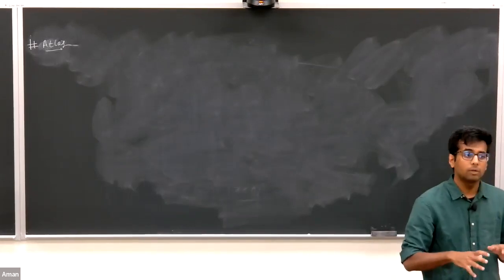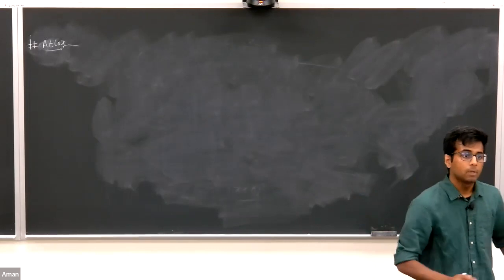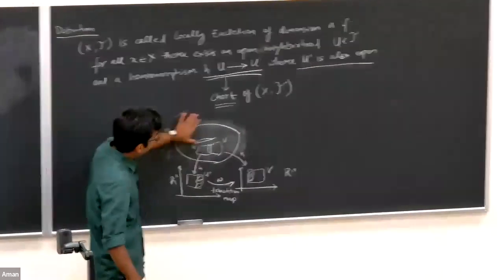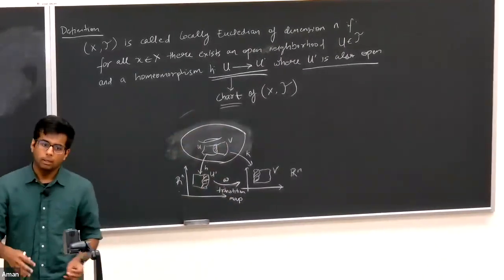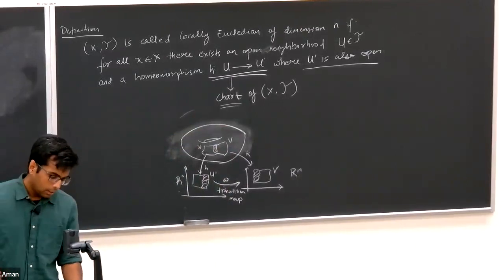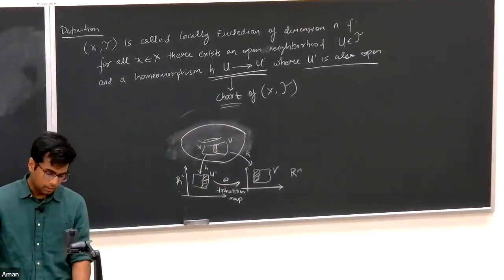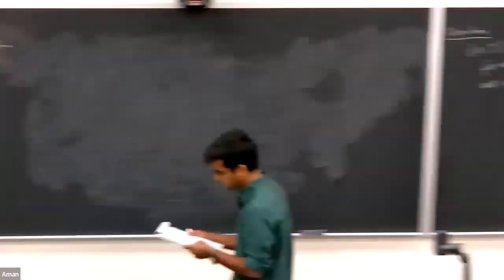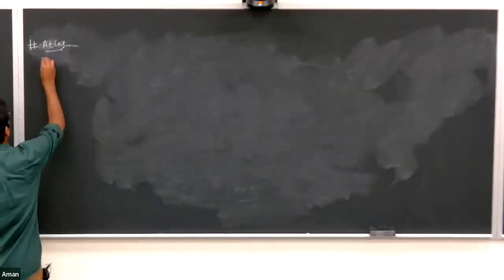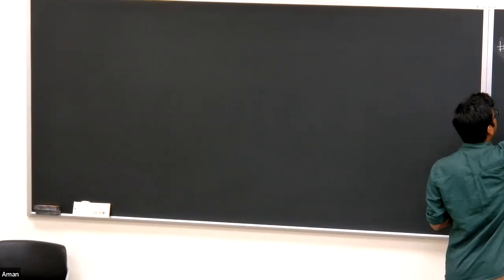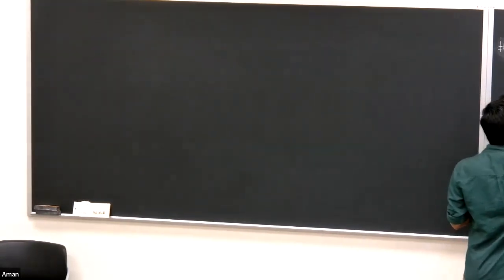So what we need is a lot of charts, right? A lot of charts to cover the entire space so that we are able to calculate anywhere on this manifold. And that is what the notion of an atlas is. So the definition of an atlas is that it's called a collection of charts.